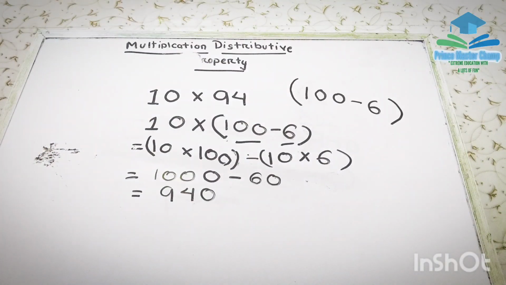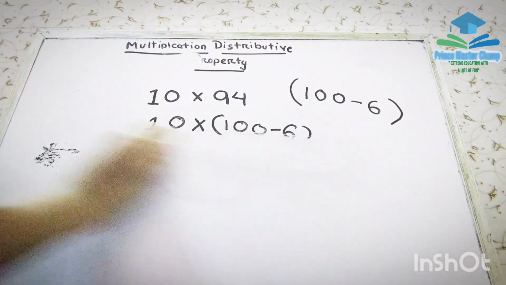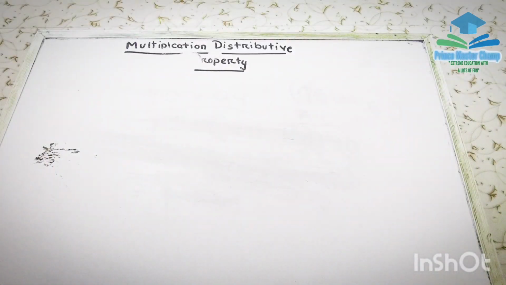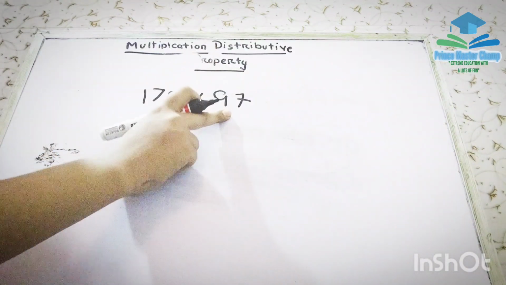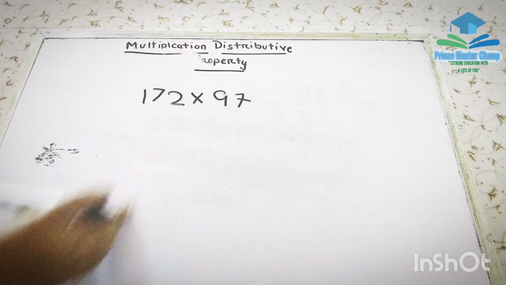Okay, now let's go to our next thing, which is one question. Let us check out one question. So for example, I will write here a question: 172 multiplied by 97. Now how are we going to solve this question? This question can be solved by the distributive property.